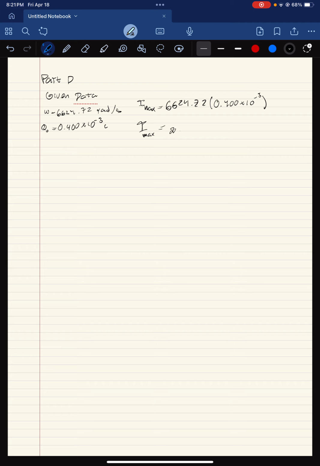And I got 2.65 amperes. Correct. Now let's go with part E. So for part E, the total energy in an LC circuit is 0.800 joules.